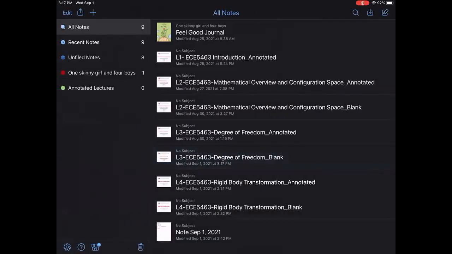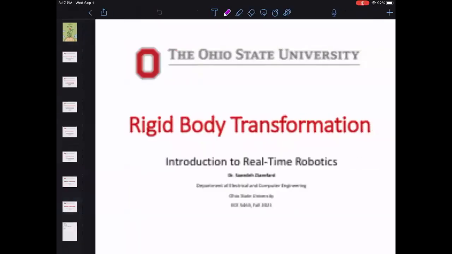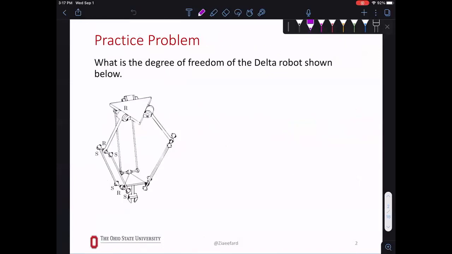Fine. Now let's go back. Let's go to today's lecture. Okay, that's one practice problem. This is in 3D. You have never done 3D before, right? You've been doing 3D.